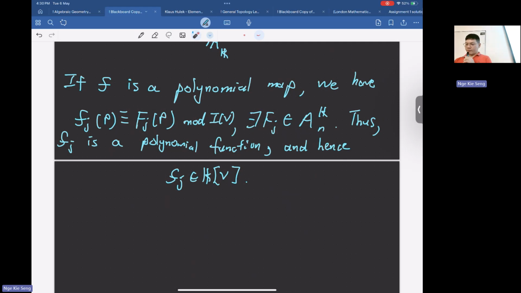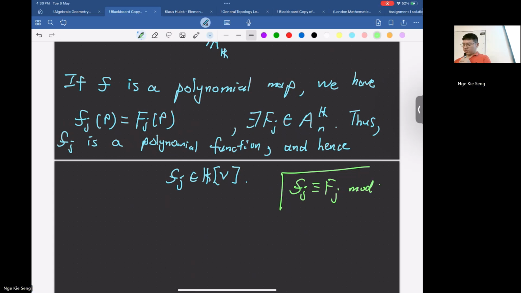Well, okay, wait. Before that, here we are actually checking on points. It's not function. We're checking on points. Unless I write something like Fj equals Fj mod IV, like that. Right. So the modulo happens in the function space, not in the number. Numbers are exactly equal.